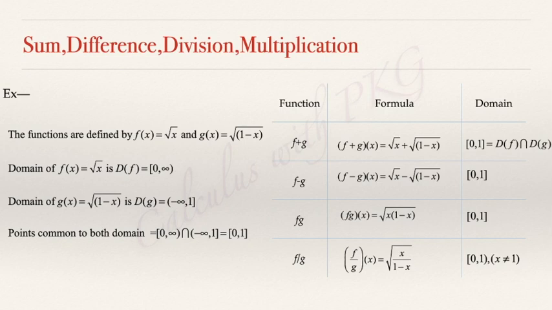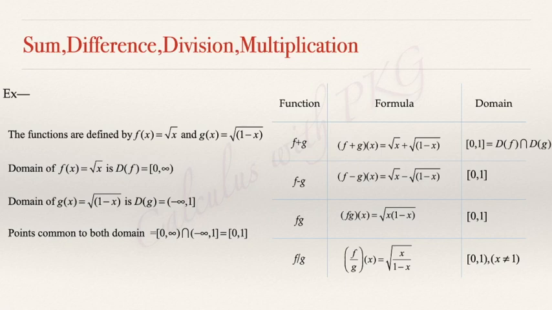Now, what are the points common to both the domain of f and g? By inspection we can tell the points common to the domain of both f and g is the closed interval from 0 to 1. So, look at the adjacent table where I have shown how you will write the combination of functions. Consider the addition operation on functions, which we can write f plus g of x equal to root over x plus root over 1 minus x, and the domain is the common domain 0, 1.